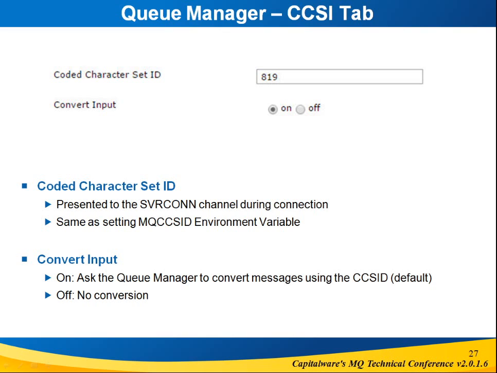Convert input, this allows you to specify whether you want the DataPower front-side handler to handshake with the server connection channel agent and decide whether or not we're going to convert the message formats using the CCSID. Usually leave that on as a default, and that way conversion will take place automatically, especially valuable if the host system is a different physical code set, such as EBCDIC on a mainframe and so on.